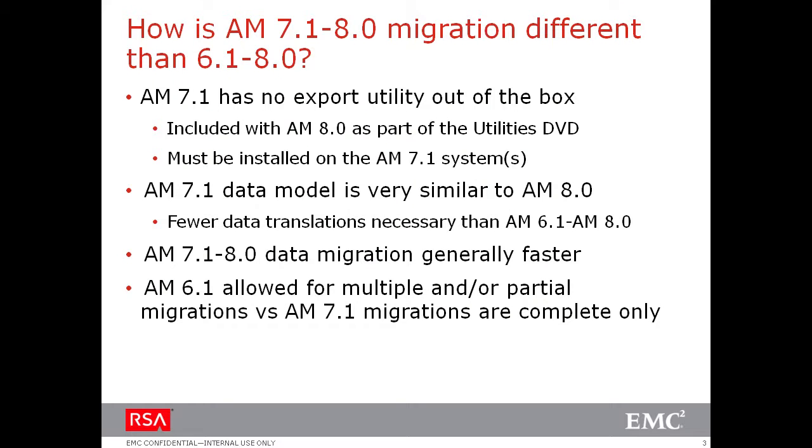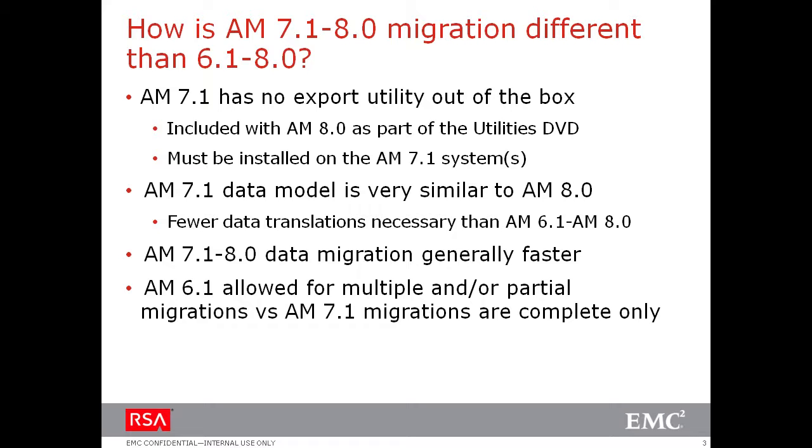So the first question is, how is Auth Manager 7.1 to 8.0 migration different than 6.1 to 8.0? There are a few differences. The first is that 7.1 has no export utility out of the box like 6.1 had. Instead, we included the export utility as part of AM 8.0 on the Utilities DVD. That can also be downloaded from SCOL, Secure Care Online. It has to be installed on the 7.1 systems that you plan to export from.